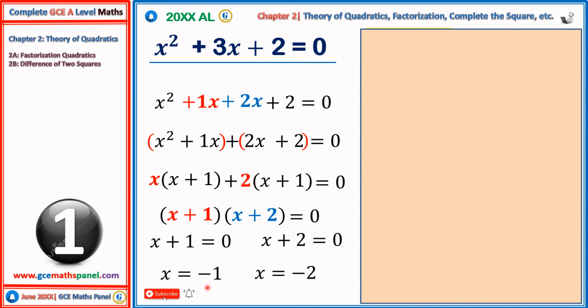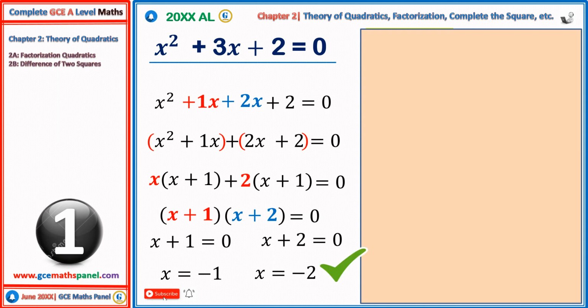When we completely solve for x equals something or x equals something, these are called the roots of the quadratic equation. This quadratic equation written like this, without the equal to something, is called a quadratic expression. So an expression is a quantity which does not involve the equality sign.